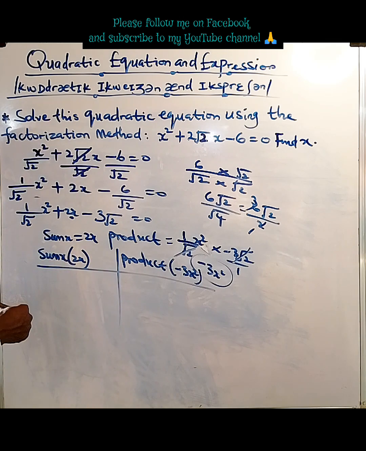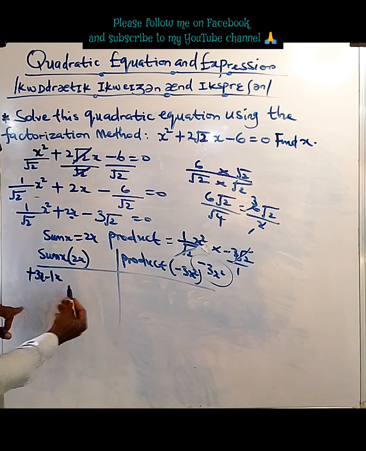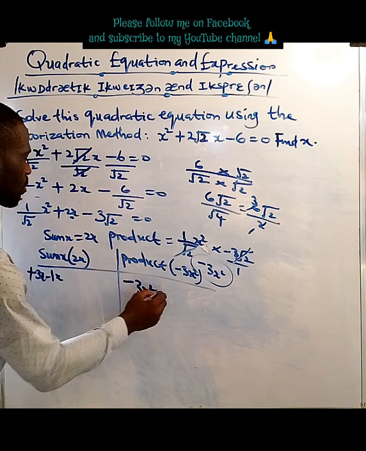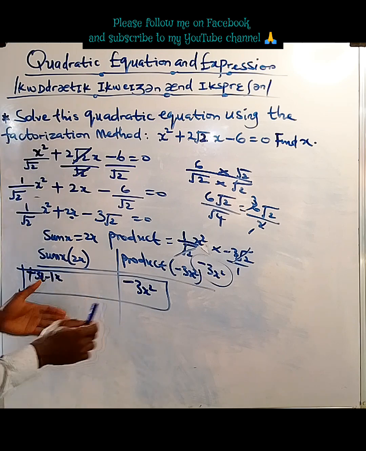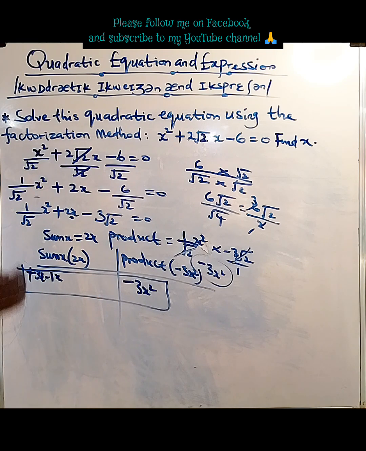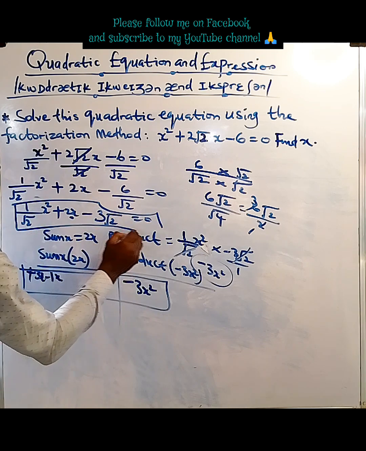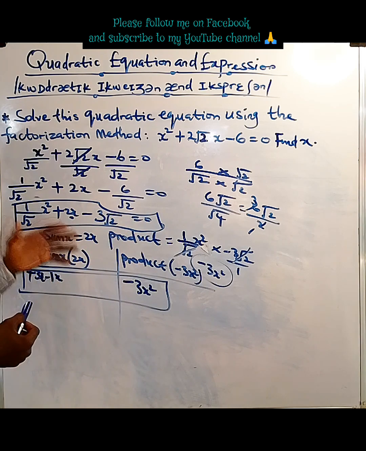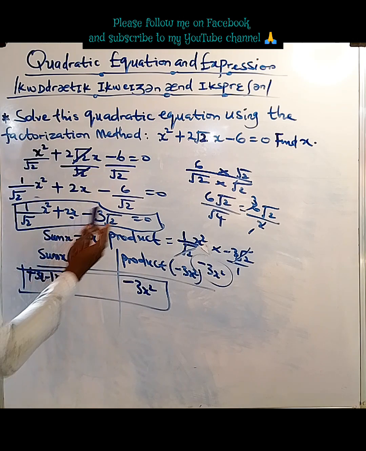So you're going to think of two numbers that combine to give plus 2x, and when multiplied give minus 3x squared. Let's say plus 3x and minus 1x. That gives us plus 2x, and multiplying them gives us minus 3x squared. Beautiful, we've gotten what we want already. Don't forget that this is our new quadratic equation. We're able to rebrand the question, x squared plus 2 root 2 x minus 6 equals 0, into this.